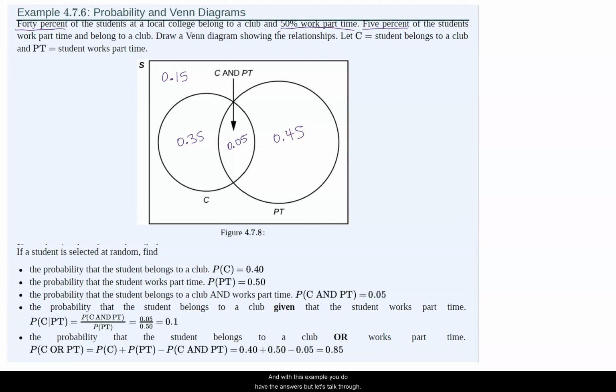And with this example, you do have the answers, but let's talk through how the answers are here. So find the probability a student belongs to a club. Well, that's given to us in the problem. 40% of the students belong to a club. The probability a student works part-time, again, given to us in the information, is 50%. The probability a student works part-time and belongs to a club is 5%.